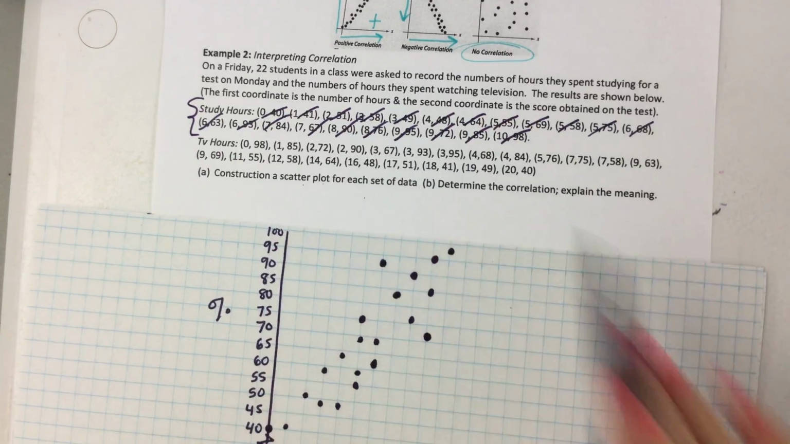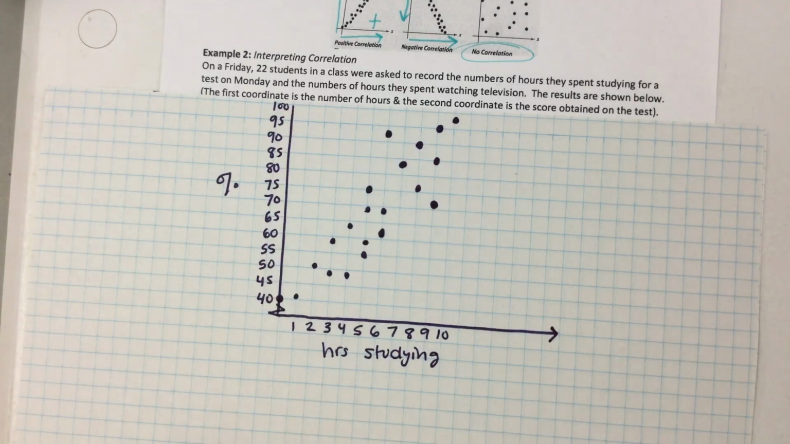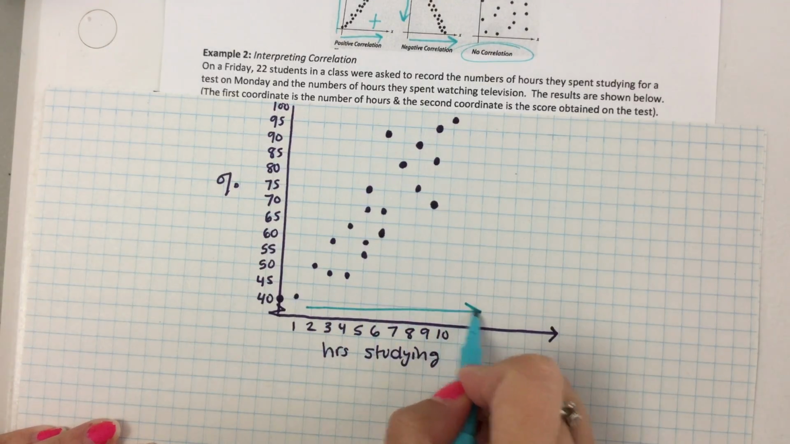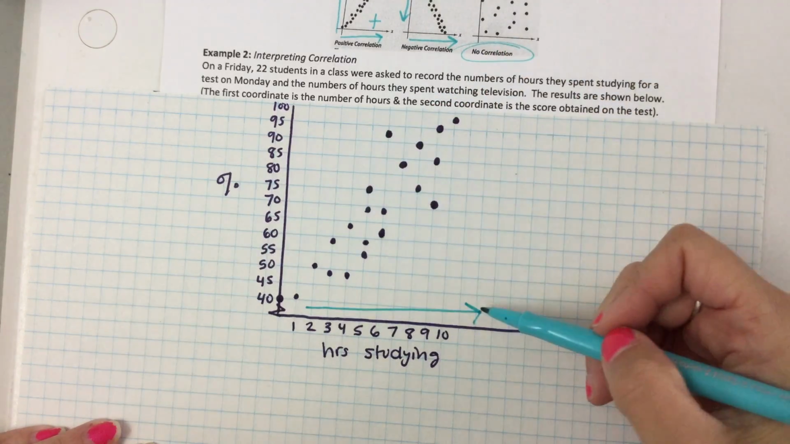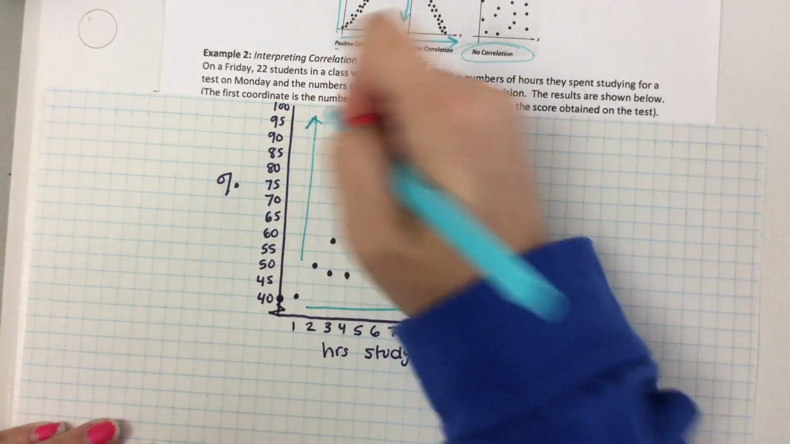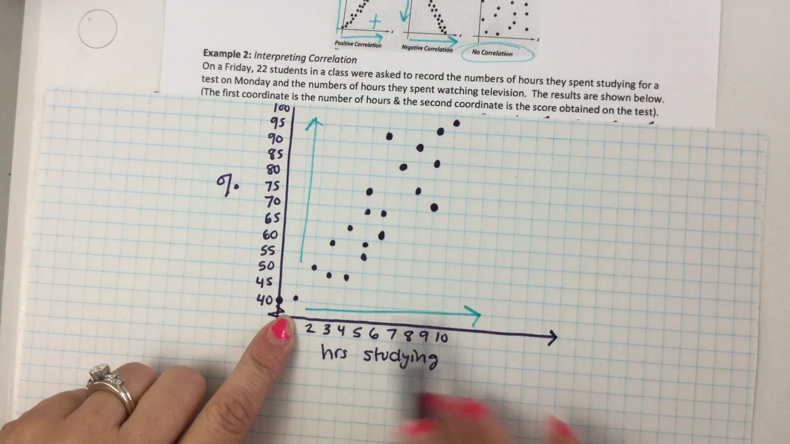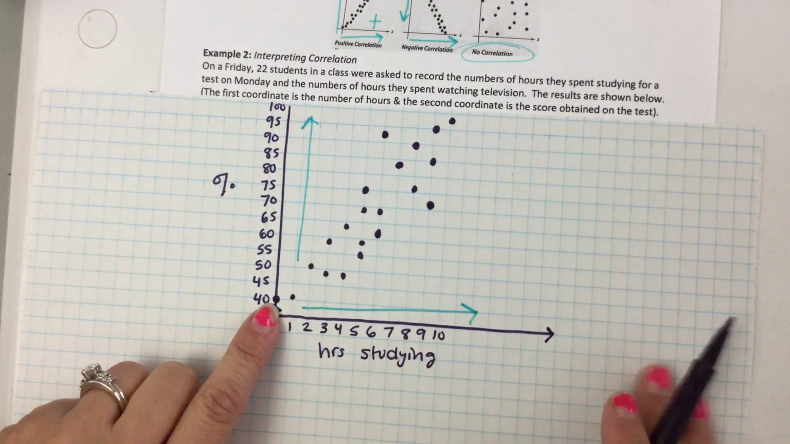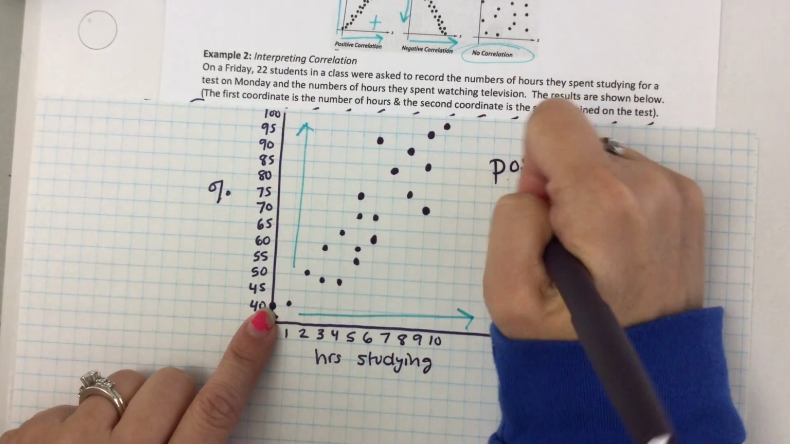Now what they want us to do is determine the correlation. Now correlation means, as you go to the right, do the dots tend to go upwards or do they tend to go downwards? These particular points tend to go upwards, okay? Remember, it's a trend. It doesn't mean every point has to do that. It's just the general trend. As we go to the right, the dots are tending to go upwards. So we can say this is a positive correlation.